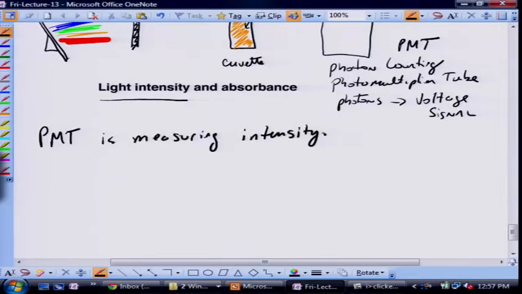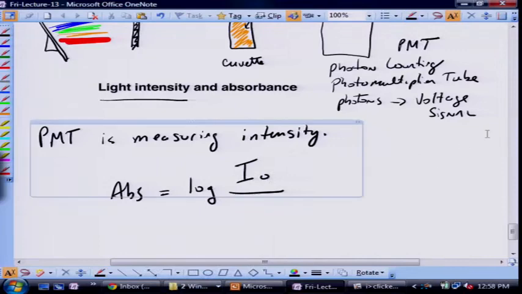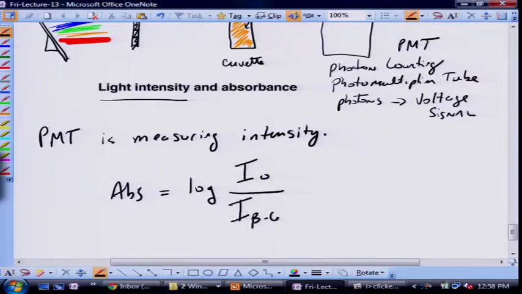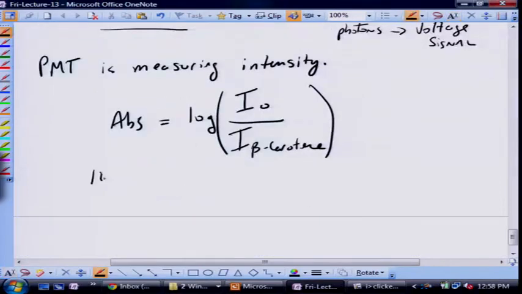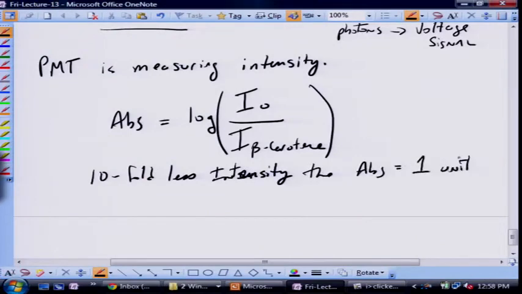Okay? So what you want to do in an absorbance measurement, absorbance is equal to the log of the intensity initially, before you put the beta-carotene in, over the intensity of, say, the beta-carotene. Okay? So it's a log scale. So if I have 10-fold less intensity, then the absorbance is equal to 1 unit. So if I had 100-fold less, I have 2 units of absorbance. Okay, so it's a log scale.